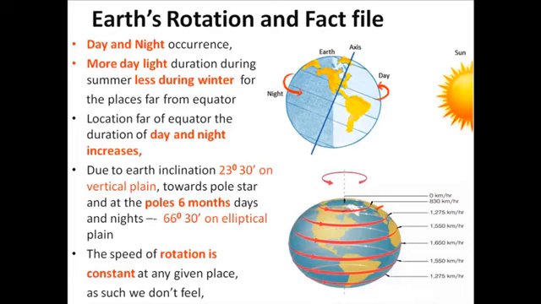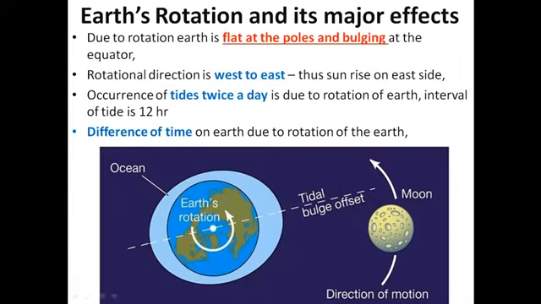I believe you understood that due to the curvature of the Earth, in spite of the rotation being constant, the distance covered by the Earth at different latitudes varies. This is one of the very important effects of rotation on Earth at different latitudes. Now we'll understand Earth's rotation and its major effects.